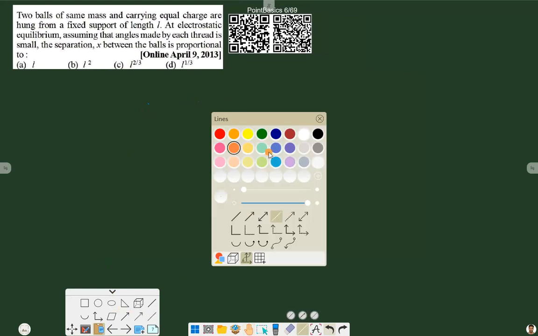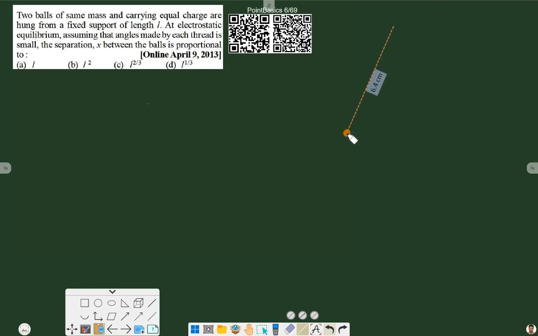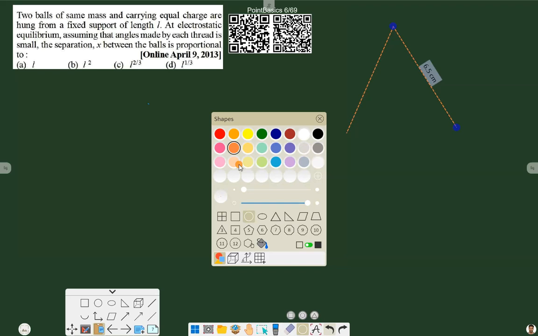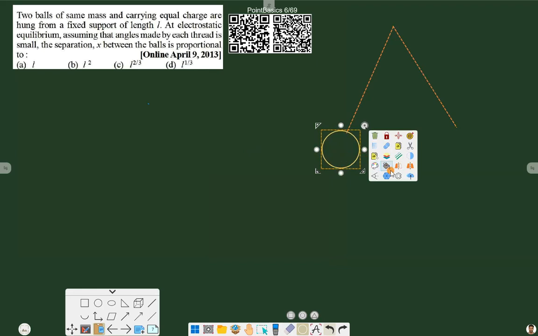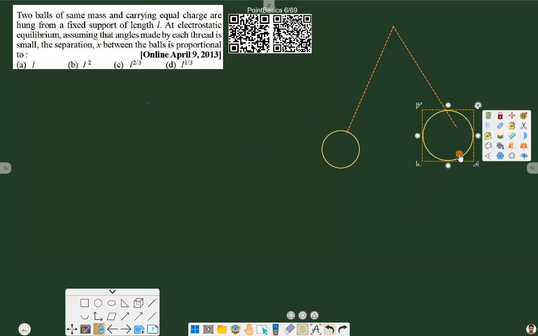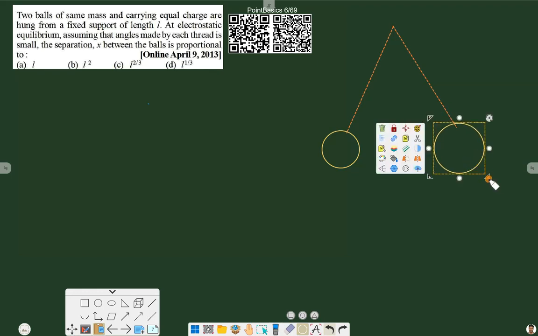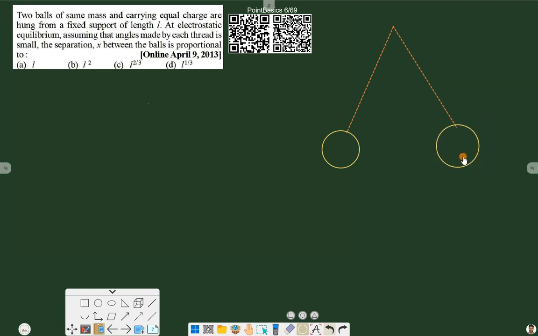So let these be two threads. This is the first thread and this is the second thread. As there is electrostatic force acting, these threads will be at some angle due to electrostatic repulsion, and we have two spheres here. This is the first sphere and this is the second sphere. Assuming these two are identical, now let's write down the forces.